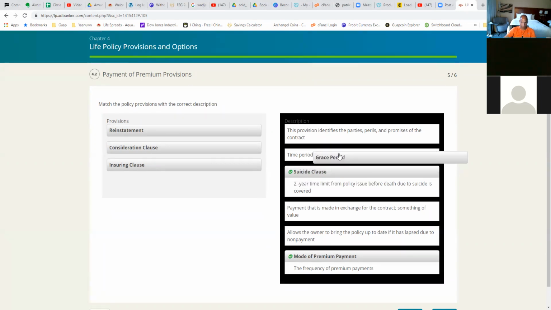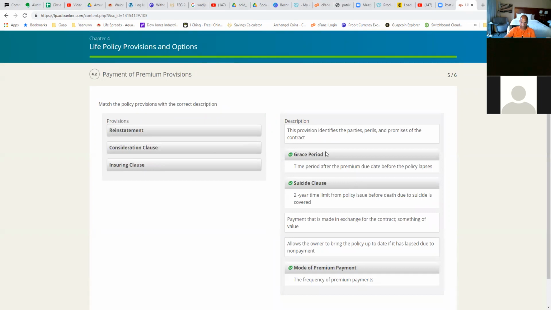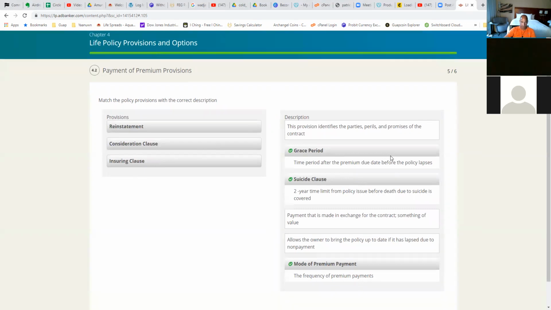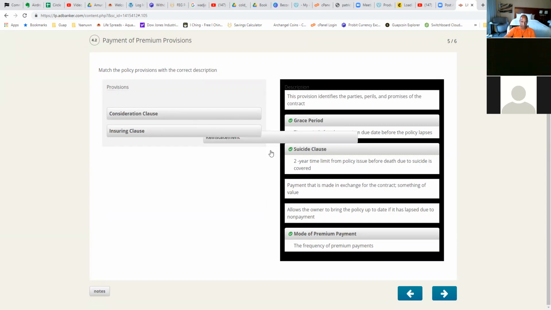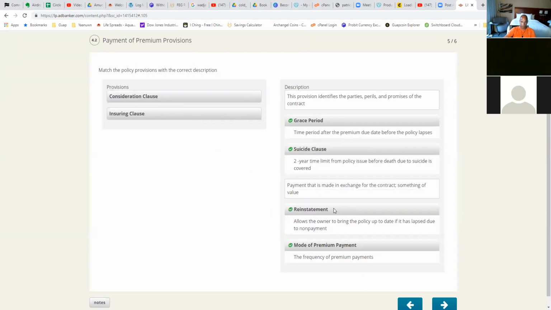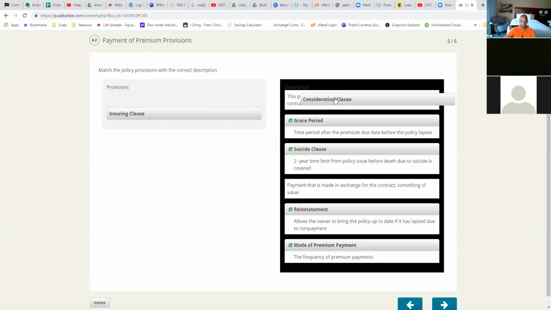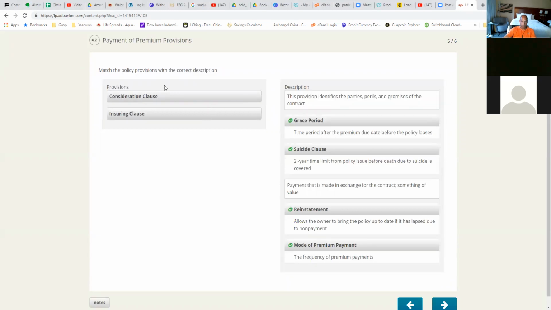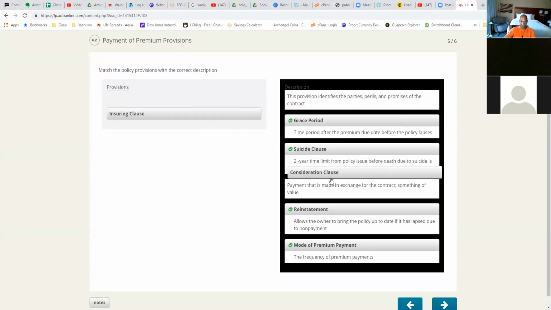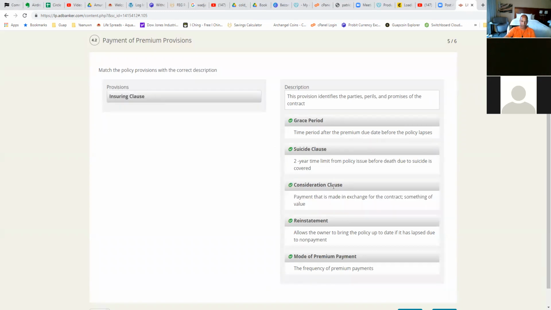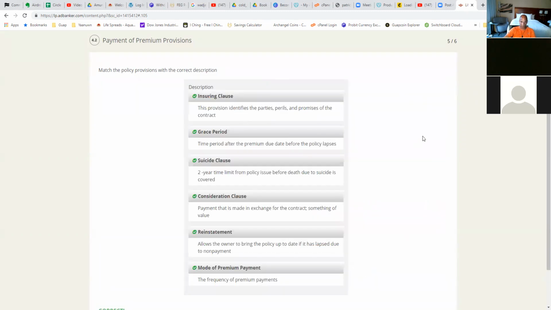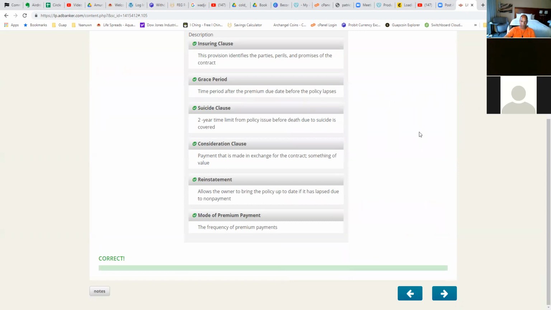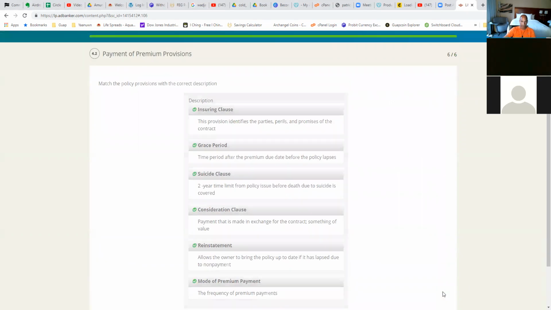The grace period is the time period after the premium's due date before the policy lapses. Reinstatement is if the policy lapses, you can bring it back. The consideration clause is in exchange for payment. Anytime you hear consideration in life insurance, it's dealing with payments. And then the insuring clause is the provision that identifies the parties, perils, and promises of the contract.